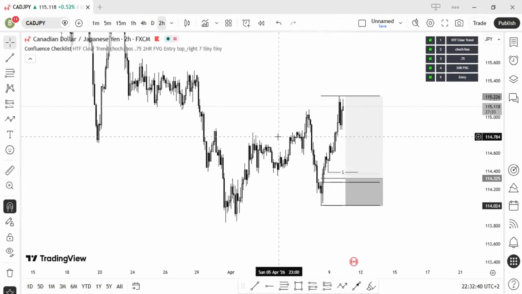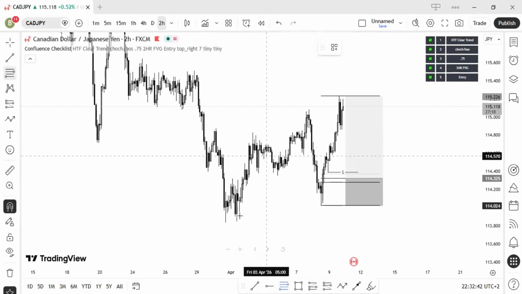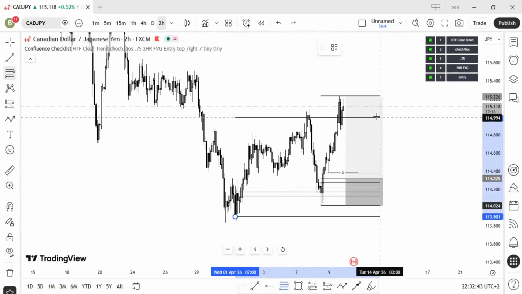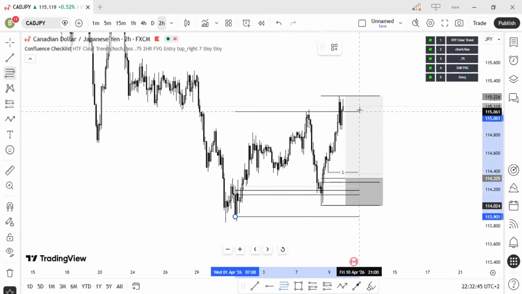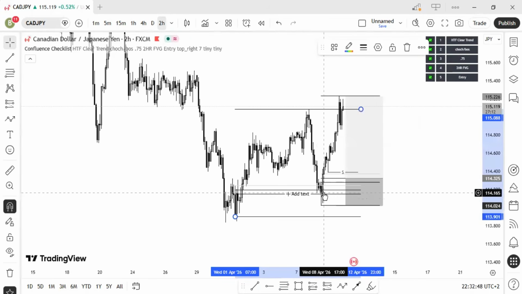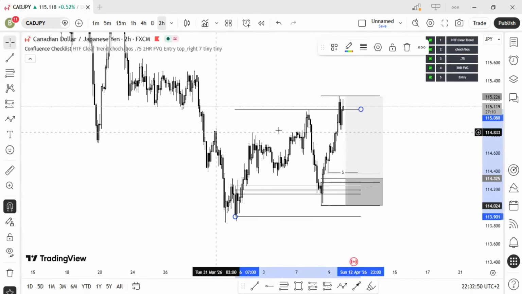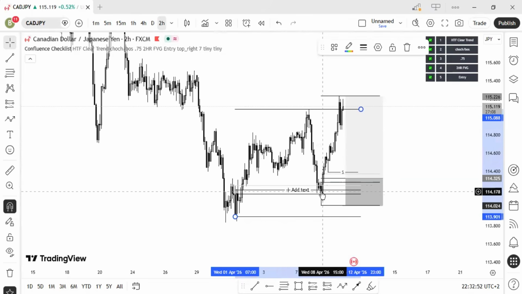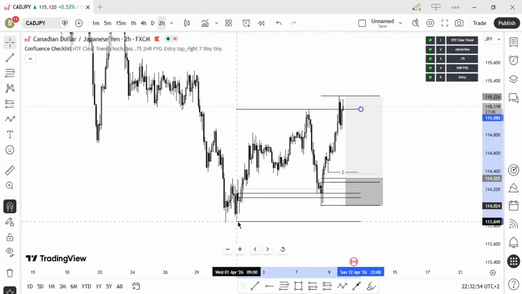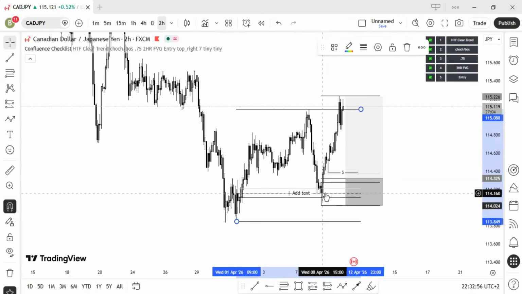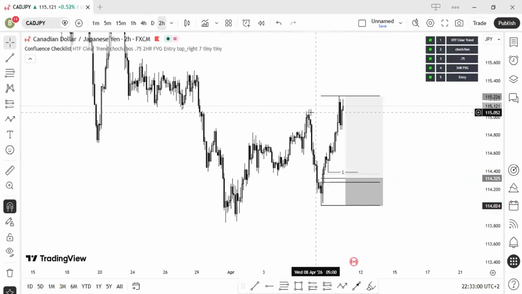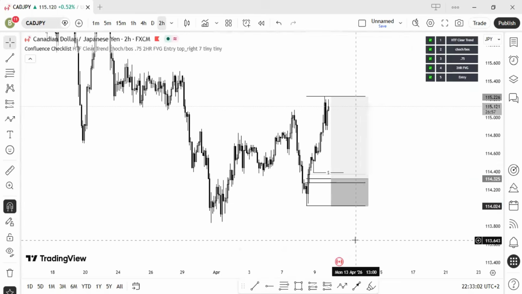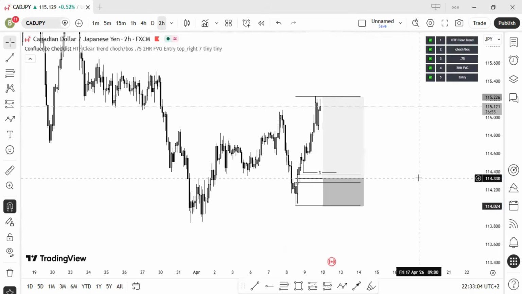Looking here, we also broke there. Let's see if it respected. You see that we broke structure here, 0.75, stop loss at this low here, and then you take your entry there, target that. So we'll see. I'm taking this as a break of structure. So we'll see if this also plays out.